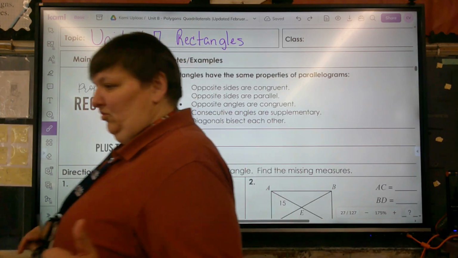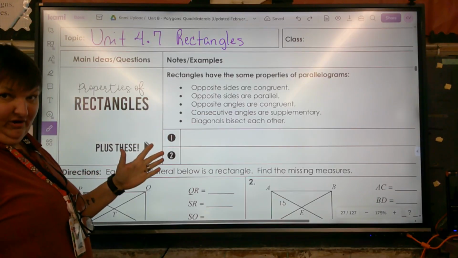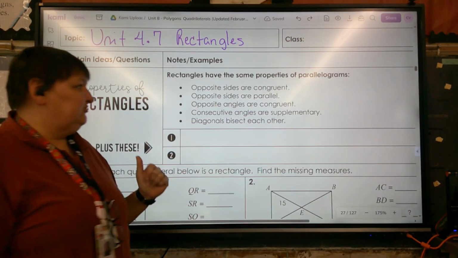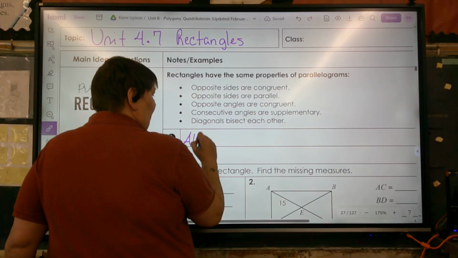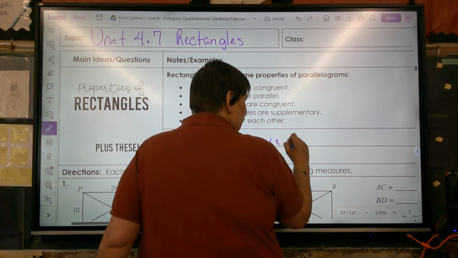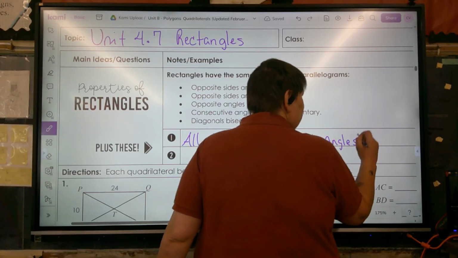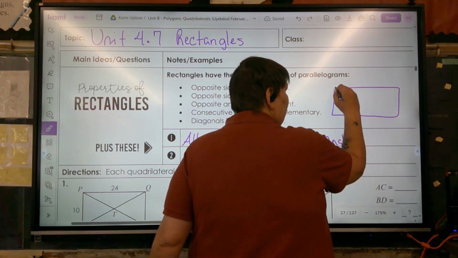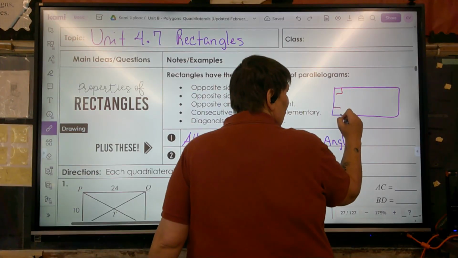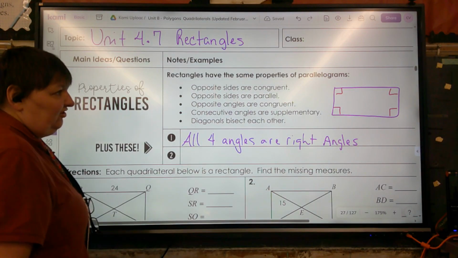So we're going to add 2 new rules, only for rectangles so far. Rule number 1 is all 4 angles are right angles. That means that all 4 angles are 90 degrees. They are all 4 right angles. They are all 90 degrees.